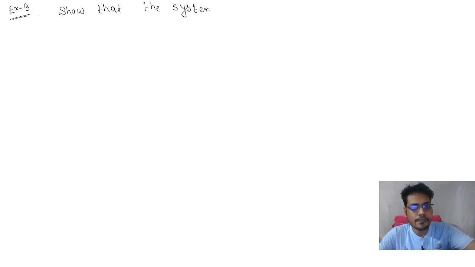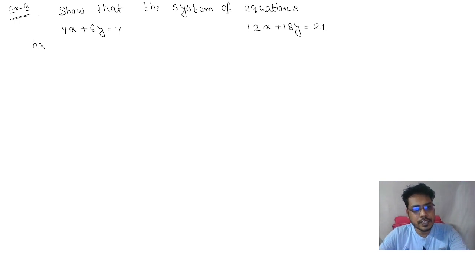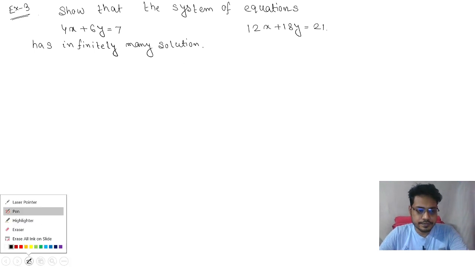Now coming to example number 3. In example number 3, it is given that the system of equations 4x plus 6y is equal to 7, and 12x plus 18y is equal to 21 has infinitely many solutions. Let's check. We need to check this one.